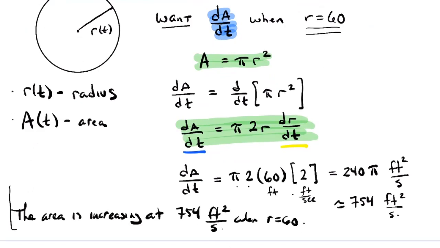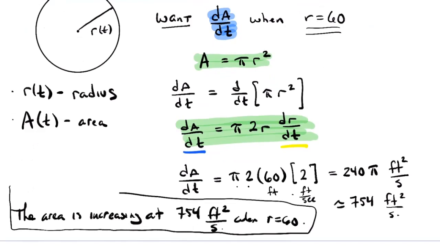It's a nice way to answer a related rate question, with a complete sentence. I'll be asking you to do that in your homework and on the activities and also on your exams, to explicitly answer the question, including appropriate units. It's important. 754 doesn't really mean all that much. 754 square feet per second, that's a measurement that I understand. Cool. Okay, so pause the video, think about the details here.